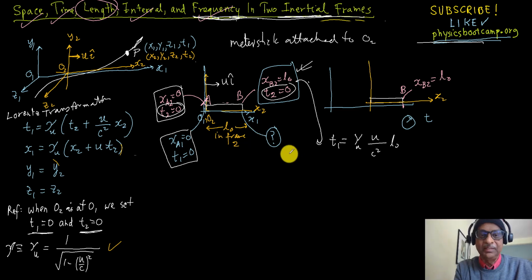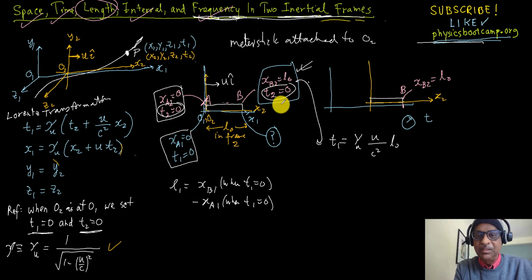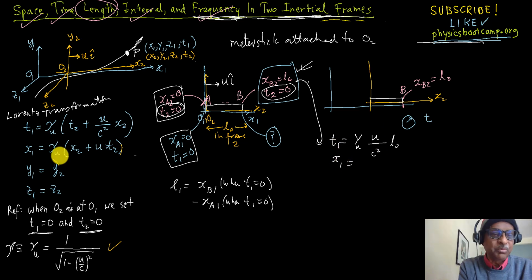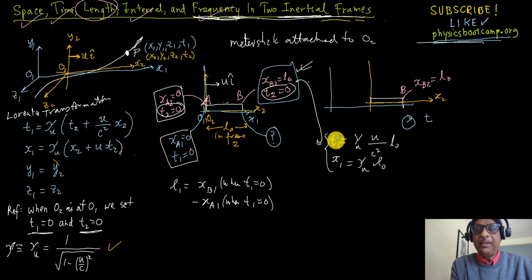I want to get the length in frame 1. I want xb1 when t1 equals 0 minus xa1 when t1 equals 0, right? So we want both at t1 equal to 0, but what I'm getting from this is t1 not equal to 0. So let's look at what x1 will look like. Now this is 0, so the gamma u x2 is L0. So clearly I'm getting this x1 value, which is for a later time in t1.